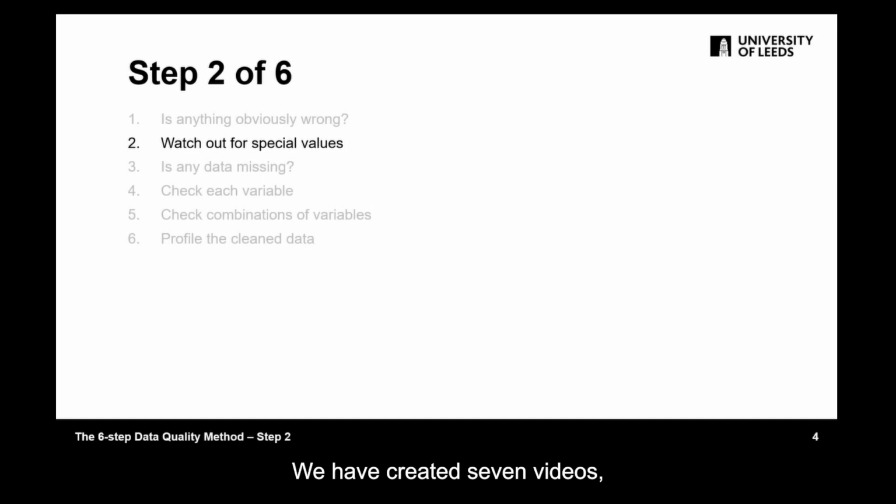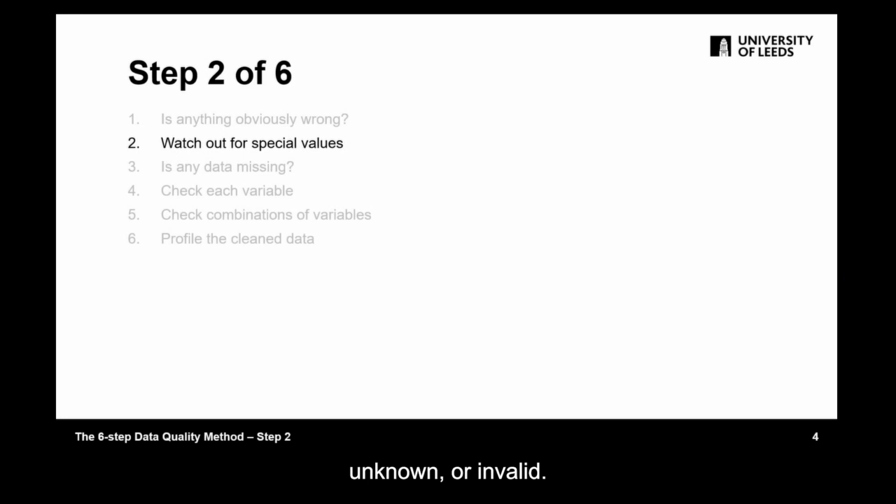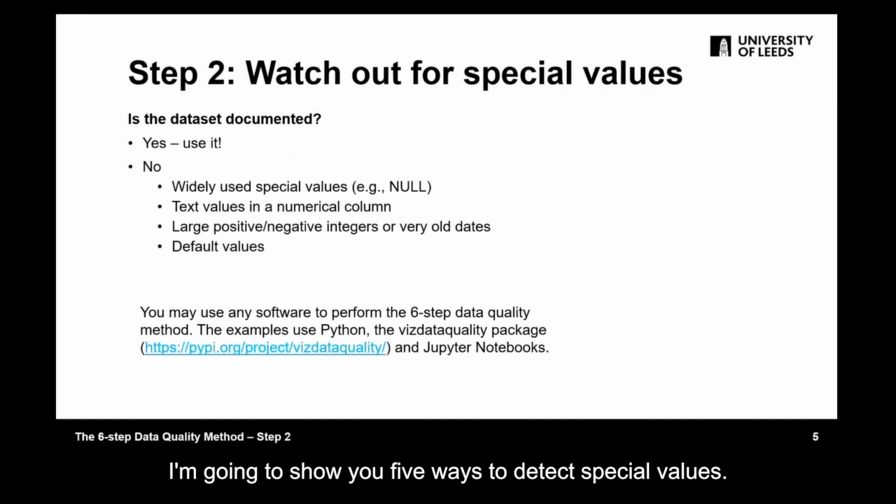We have created 7 videos, an overview as well as a different video for each step. Step 2 is about special values, and this video walks you through it in a worked example. Special values sometimes occur by accident because of system defaults. More often, special values are a sign of good quality data that has been processed to flag values that were missing, unknown, or invalid. I'm going to show you 5 ways to detect special values.